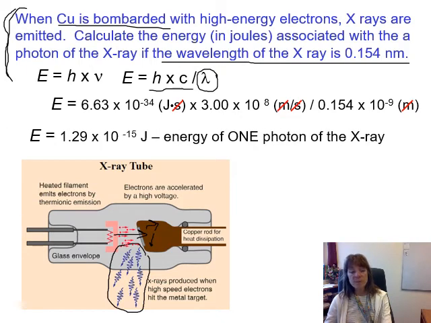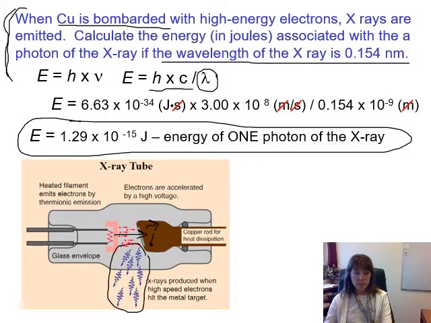So when you did this math here with hc over lambda, this is the energy of one photon of the X-ray. So one photon. And that's why it's such a small number. So that would be joules per photon. So you could determine how much energy you are being hit with if you knew how many photons of X-ray radiation you were X-rayed with.